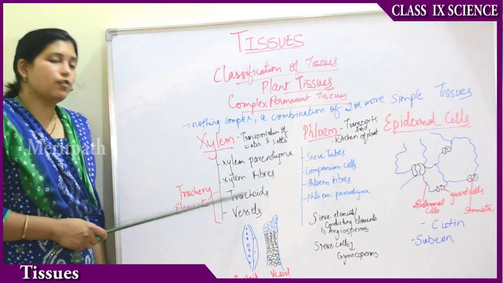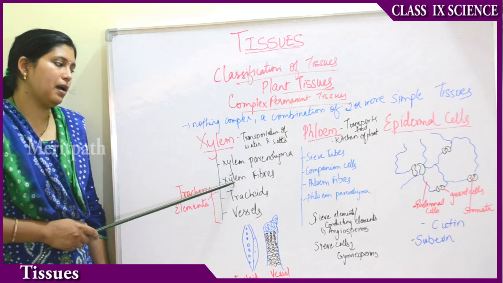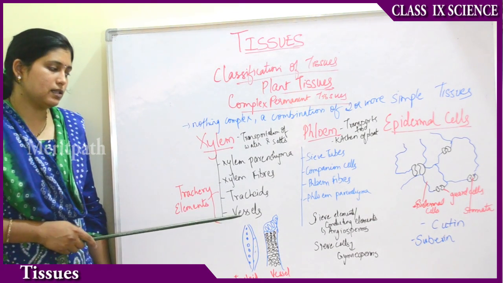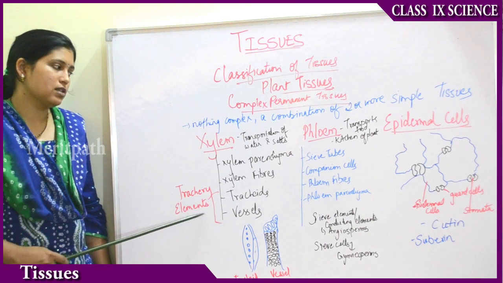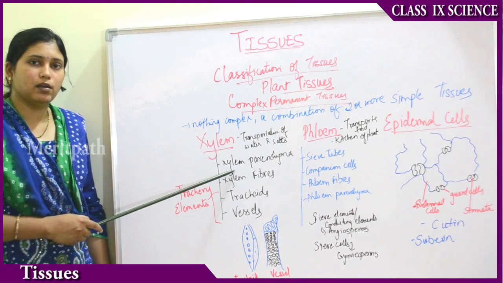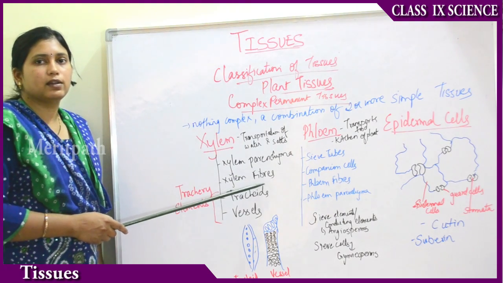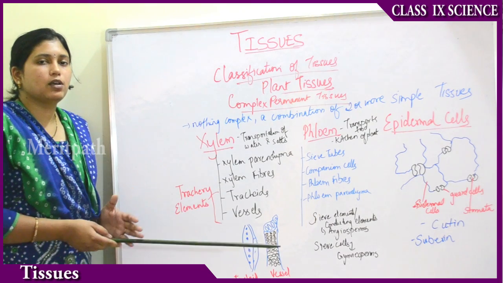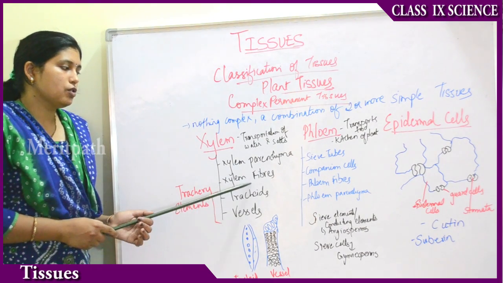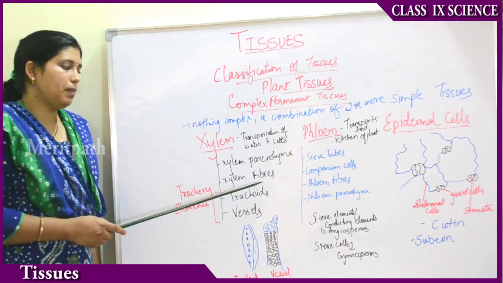Xylem constitutes four types of cells: xylem parenchyma, xylem fibers, tracheids and vessels. Tracheids and vessels together constitute tracheary elements. What is the function of xylem parenchyma? It stores food and water in the plant. What is the function of xylem fiber? Whenever you think of fiber, think of support. So xylem fibers provide support to the plant.